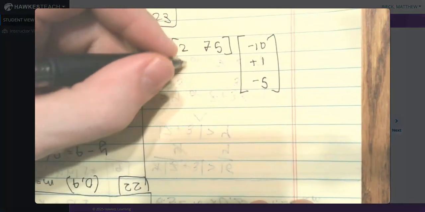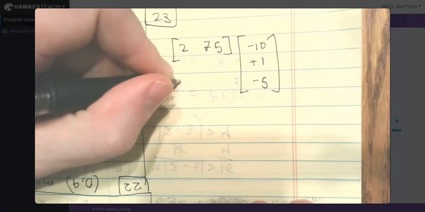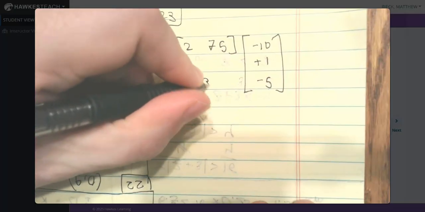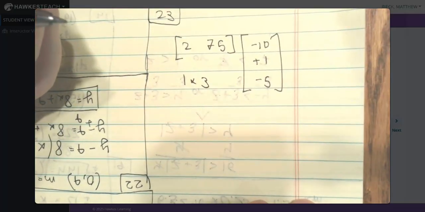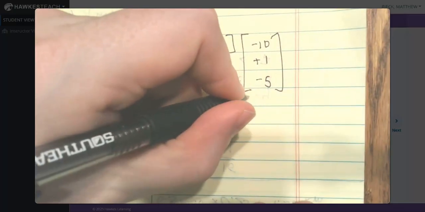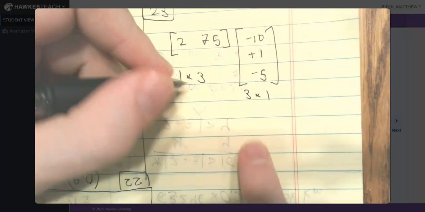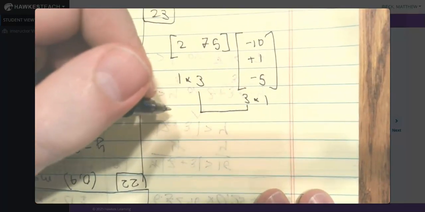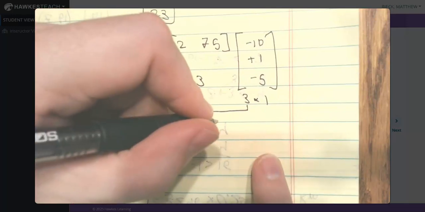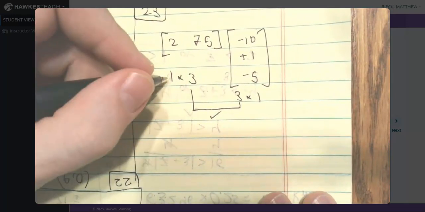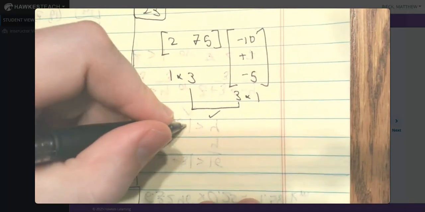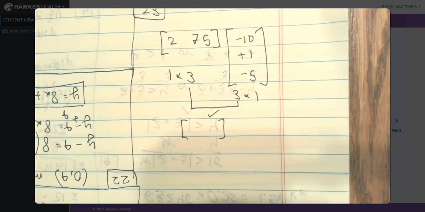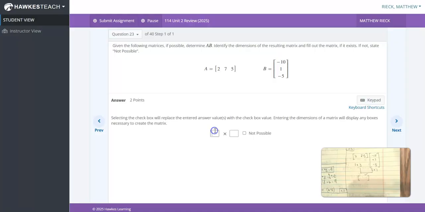So first off here, A has 1 row and 3 columns. And then this matrix has 3 rows and 1 column. So we have 1 by 3 multiplied by 3 by 1. In order for the product to exist, the two inner dimensions need to equal one another. In this case, that is true. And then my product is going to be a matrix whose order is the outer dimensions. So in this case, it's going to be a 1 by 1, or simply a single entry matrix.